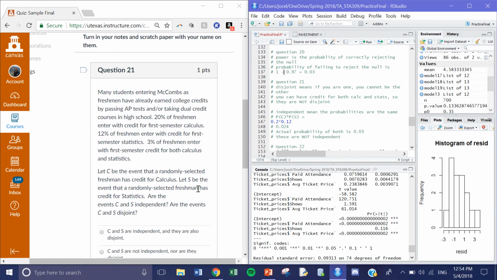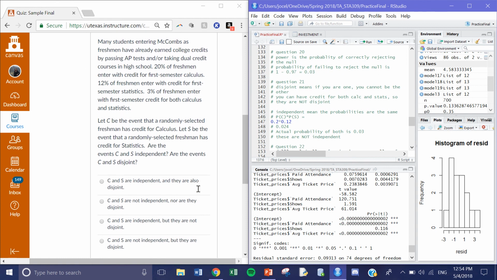Question number 21. Many students entering McCombs as freshmen have already earned college credits by passing AP tests and/or taking dual credit courses in high school. 20% of freshmen enter with credit for first semester calculus. 12% of freshmen enter with credit for first semester stats. 3% of freshmen enter with first semester credit for both calculus and statistics. Let C be the event that a randomly selected freshman has credit for calculus. Let S be the event that they have credit for stats. Are they independent? Are they disjoint?